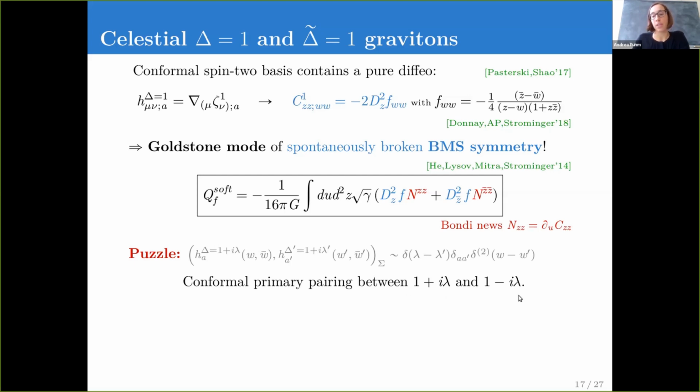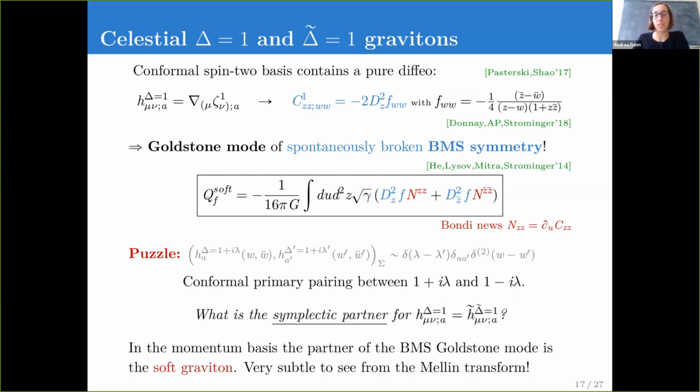Now in the limit where lambda goes to 0, or equivalently delta goes to 1, it is not obvious what the symplectic or canonical partner with respect to such an inner product should be for this dimension 1 Goldstone mode. And moreover, these shadow primaries that I introduced before, when the dimension of those is also taken to 1, these correspond to total derivative terms as well, and moreover coincide precisely with the dimension 1 Goldstone mode. In the momentum basis, the partner of this Goldstone mode is the soft graviton. And this is obviously important for the soft graviton theorem and for gravitational memory.